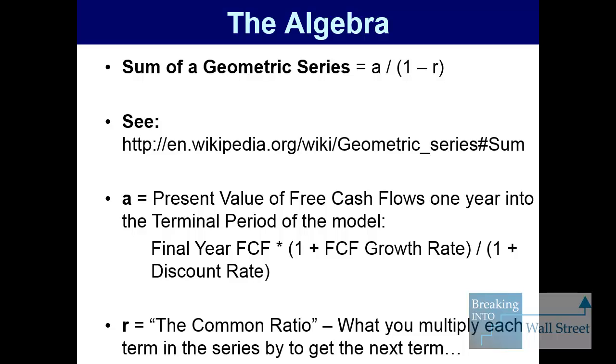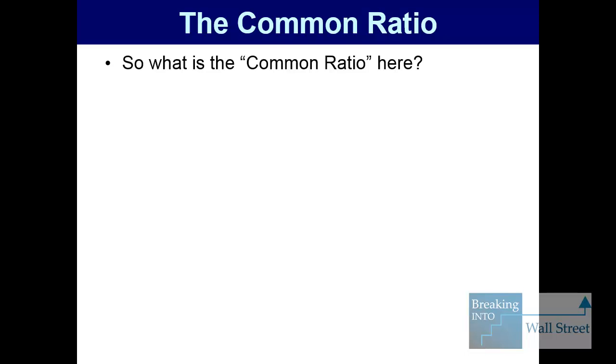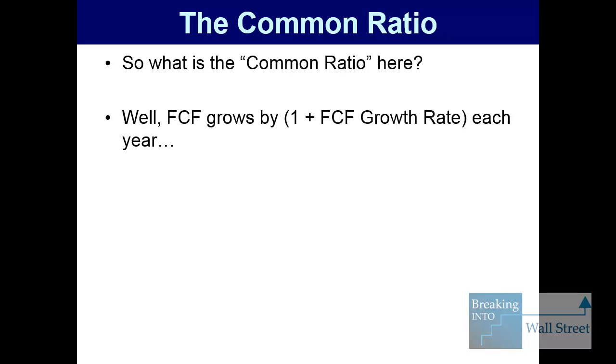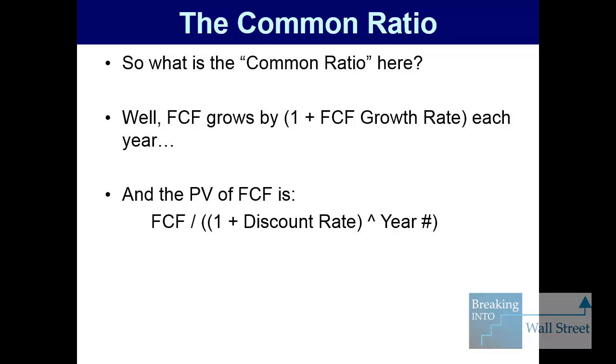So how do we get to this? What does this actually mean here? Well, in this case, we know that the free cash flow grows by 1 plus the growth rate each year. So that seems pretty straightforward. And we know the present value of free cash flow is just equal to the free cash flow divided by 1 plus the discount rate raised to the power of the year that we're in.